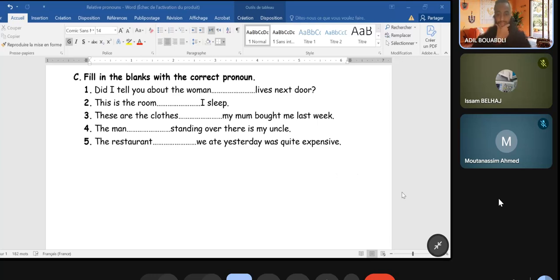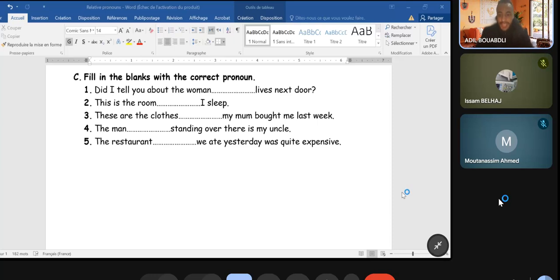So number one, did I tell you about the woman, blank, lives next door? Which pronoun should we use here? Yes, who. Why did we use who? Because we have the woman. The woman is a person, so therefore we use who. The second sentence, this is the room, blank, I sleep. The room is a place, so remember. Yes, exactly. So we use where because we have a place. This is the room where I sleep.